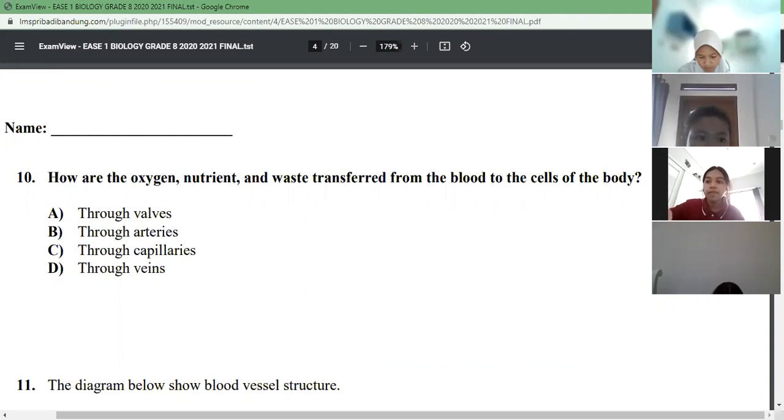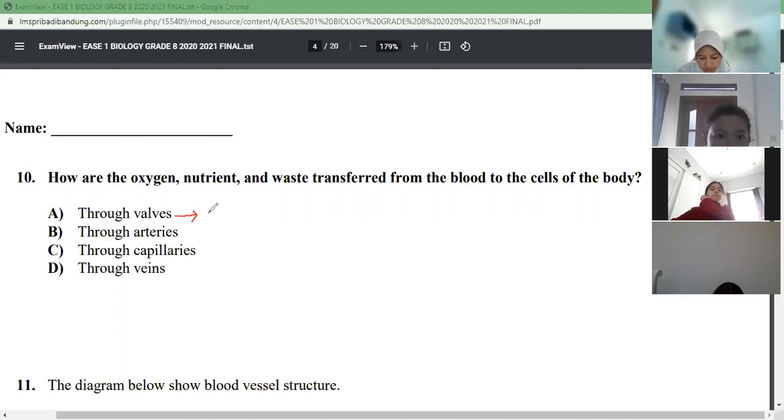Veins or arteries? Veins or arteries? You feel unsure about your answer. Why? A little bit unsure. Amaya said C, through capillaries. Okay, let's discuss one by one. Thank you, Alia, for trying to answer.